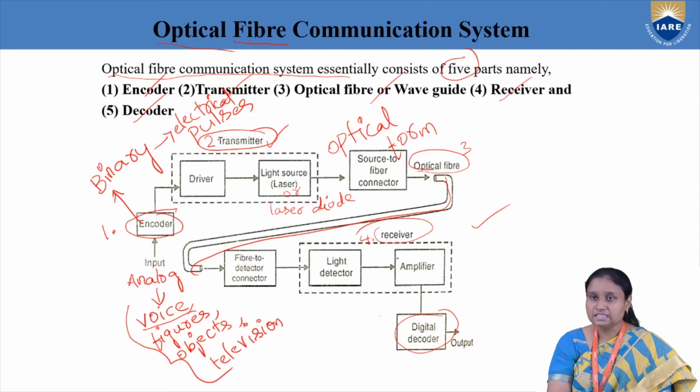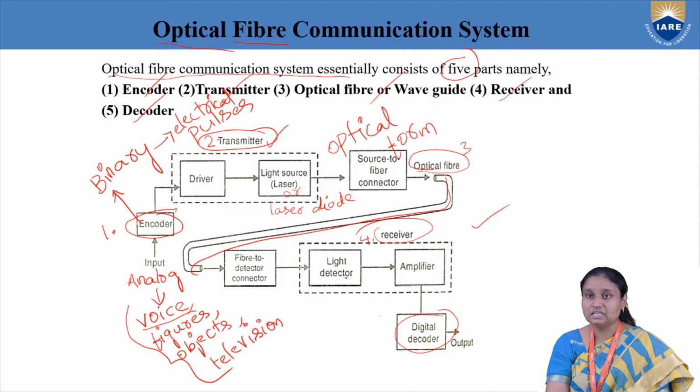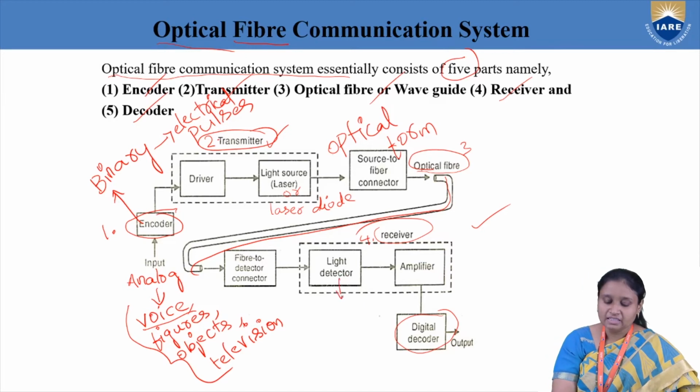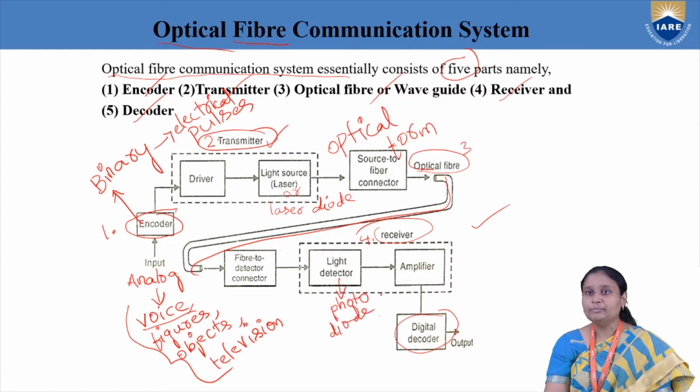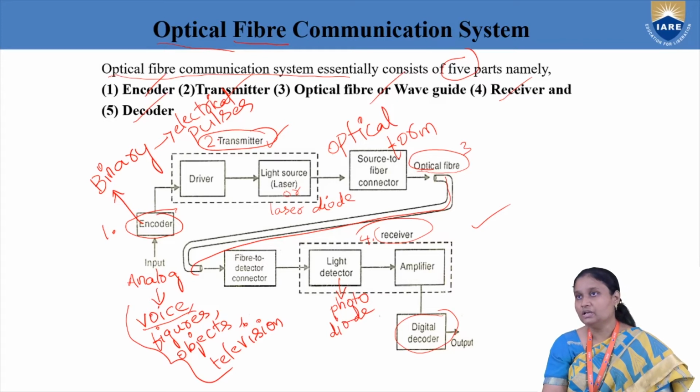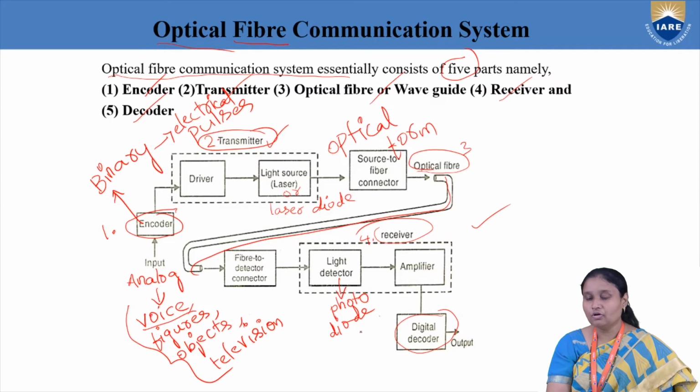Now the receiver, as you can see, consists of two parts. One is the light detector and the other is the amplifier. This light detector is also called a photodetector or photodiode. This photodiode is completely opposite to a laser diode or laser. A laser or laser diode converts electrical input into optical output, light output. But the photodiode converts optical input into electrical output.